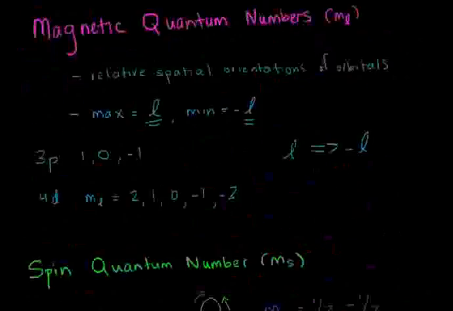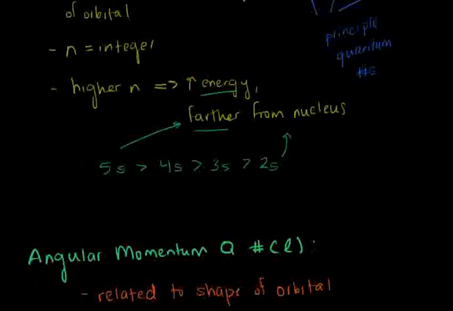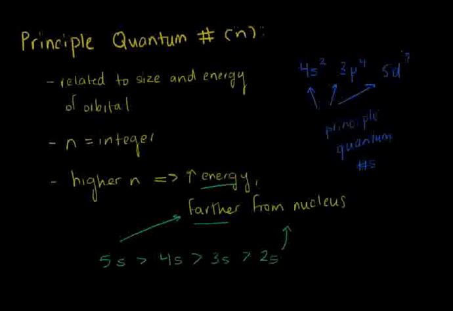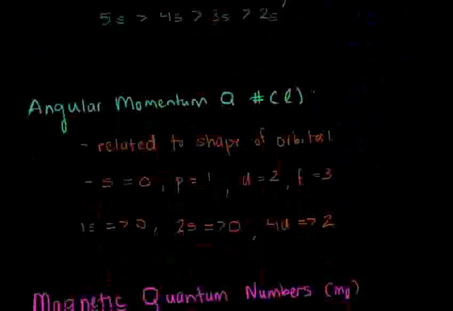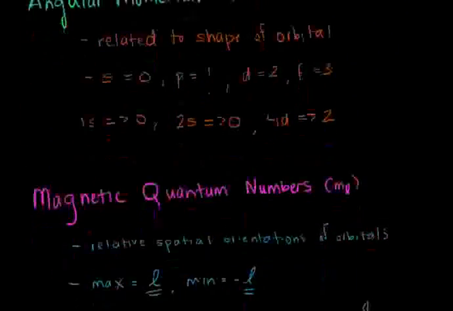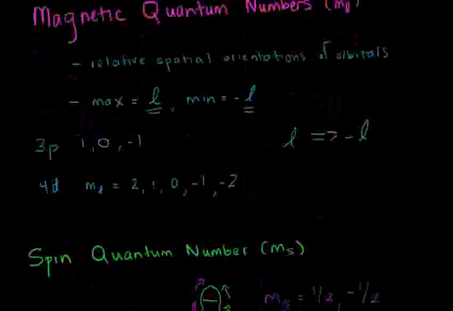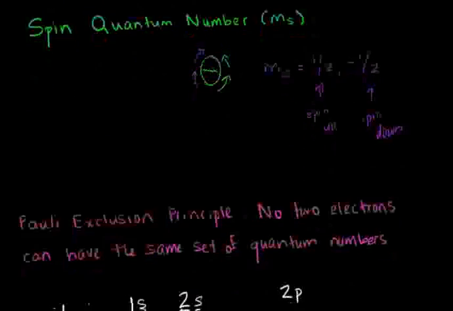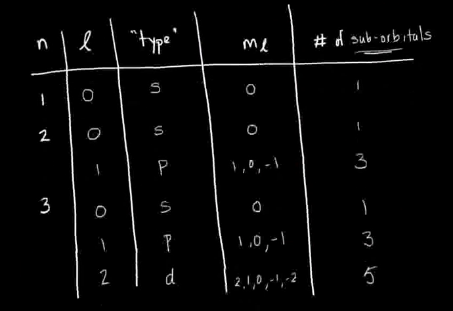So to recap here briefly, we've defined 4 different quantum numbers: the principal quantum number n, the angular momentum quantum number L, the magnetic quantum number m sub L, and the spin quantum number m sub s. And this chart here summarizes how we describe electrons within these individual orbitals.